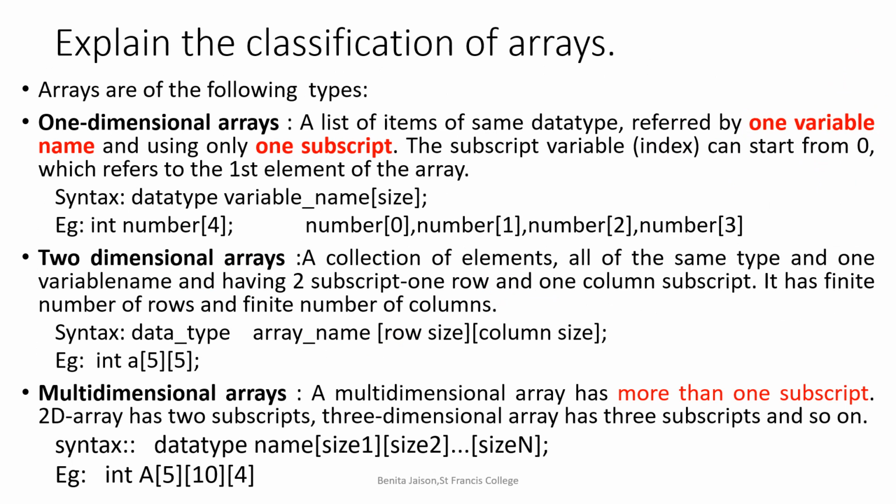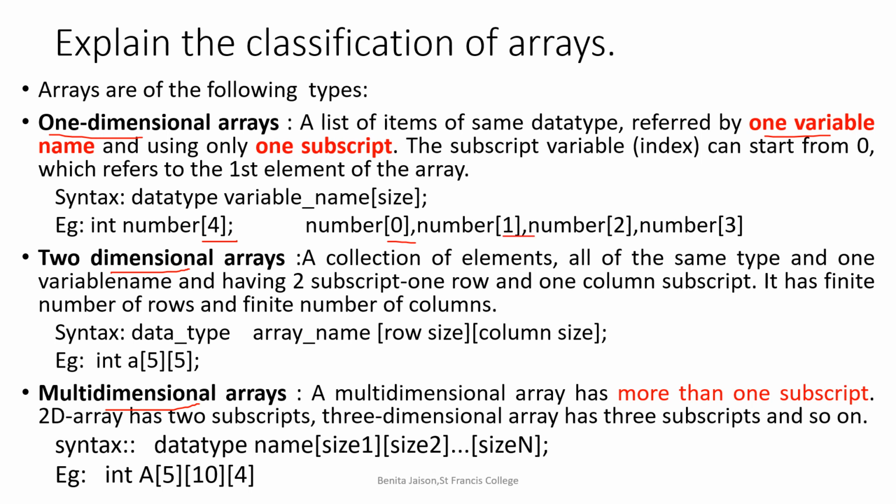Now, what are the classifications of array? We have already studied that arrays can be either one-dimensional, two-dimensional, or multi-dimensional. One dimension means there is only one subscript and it is referred to by only one variable name, right? And only one index number will be given as a subscript within the square bracket. The declaration will also mention only one square bracket, and when we are accessing, we will also refer to only one subscript.